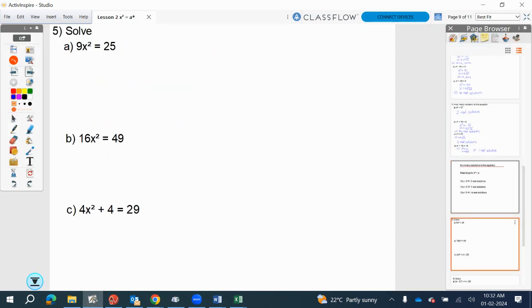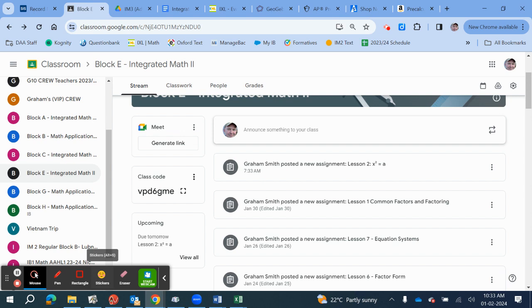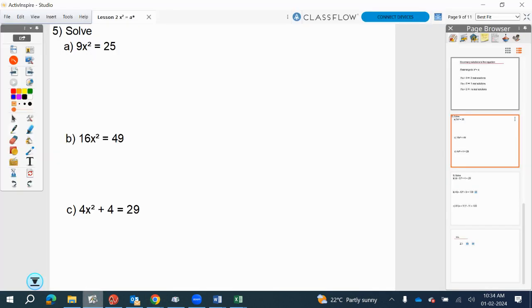What we got next? Okay, solve the following equations. We get a little bit harder now. Solve the following equations. So have a look at the first one.